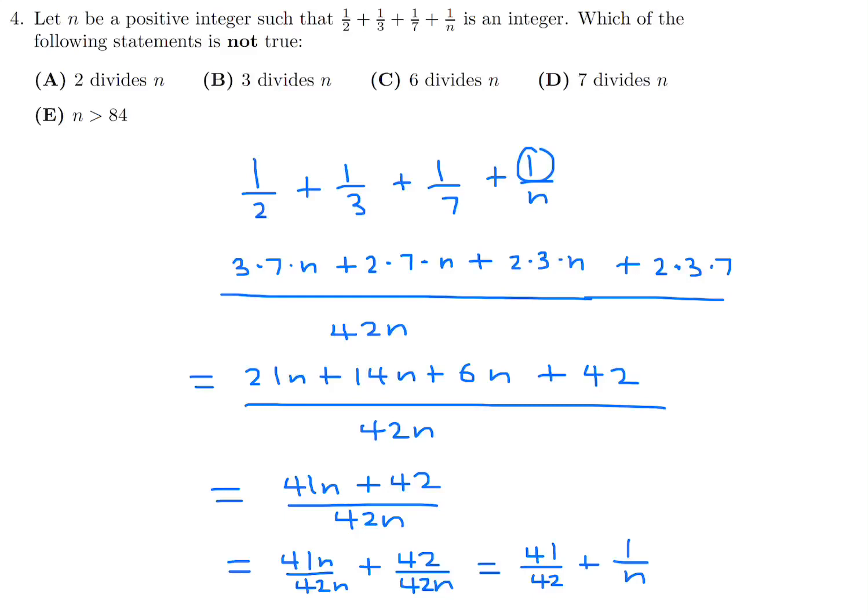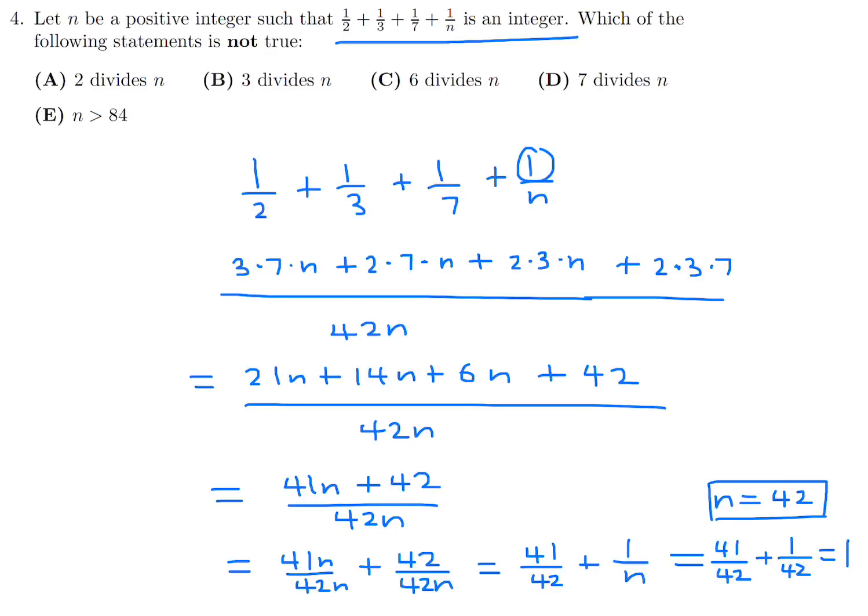And we want this to be an integer. So the only way this can be an integer, and this is really done by inspection, is if n is equal to 42. Because if n is 42, you'll get 41 over 42 plus 1 over 42, and that becomes 42 over 42, which is equal to 1. So n equals 42 is the only way you're going to get this expression to be an integer.